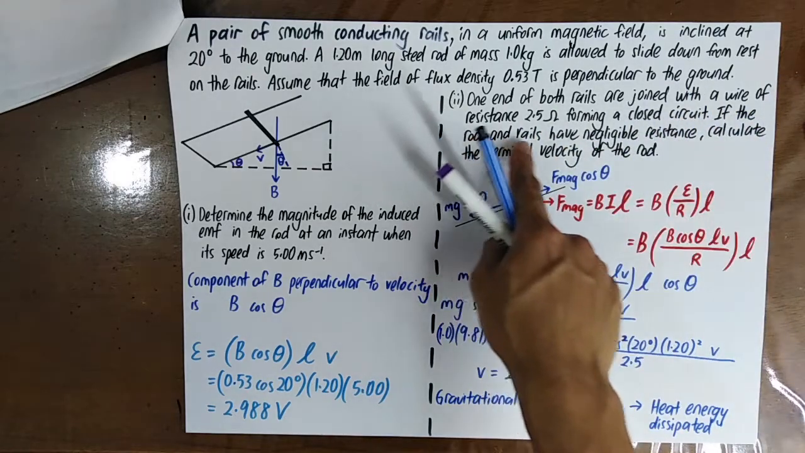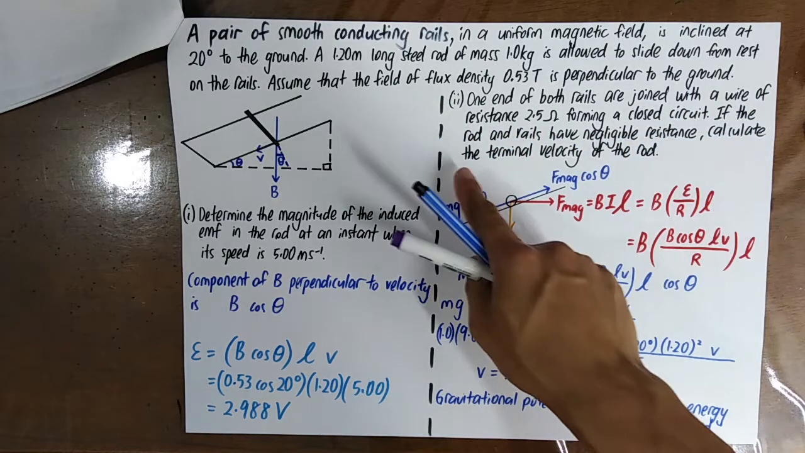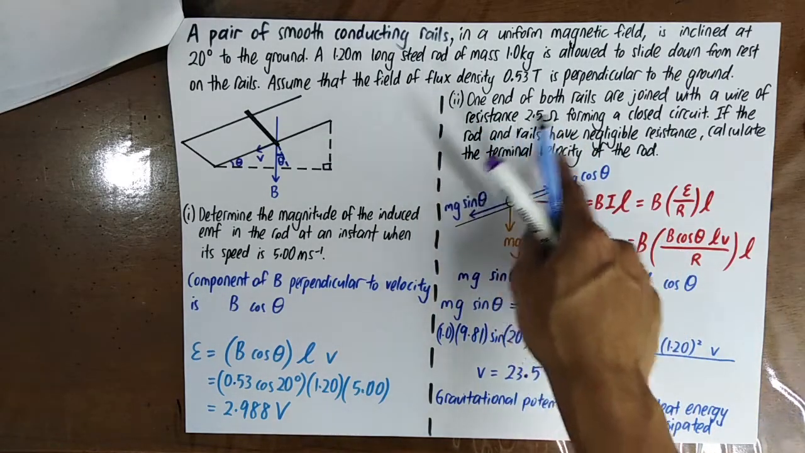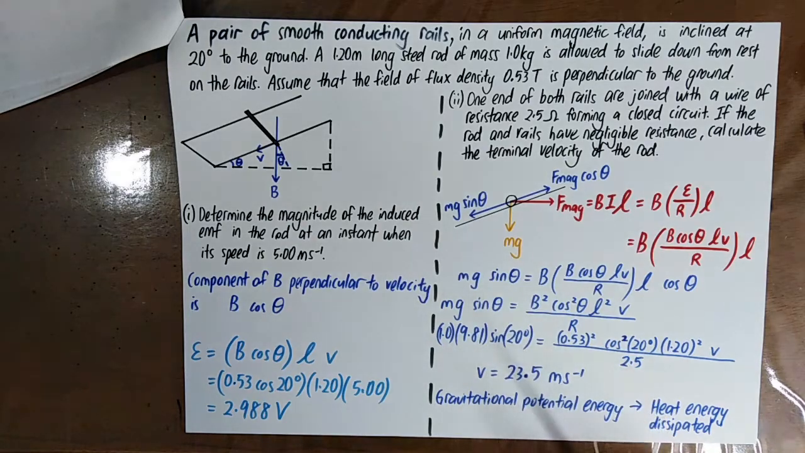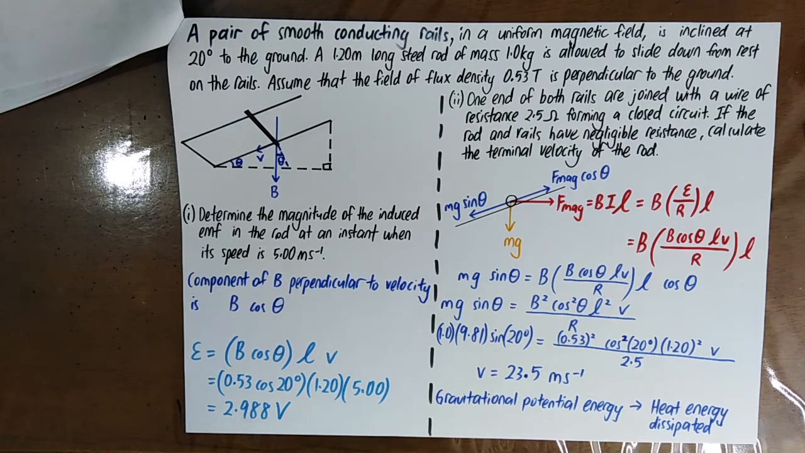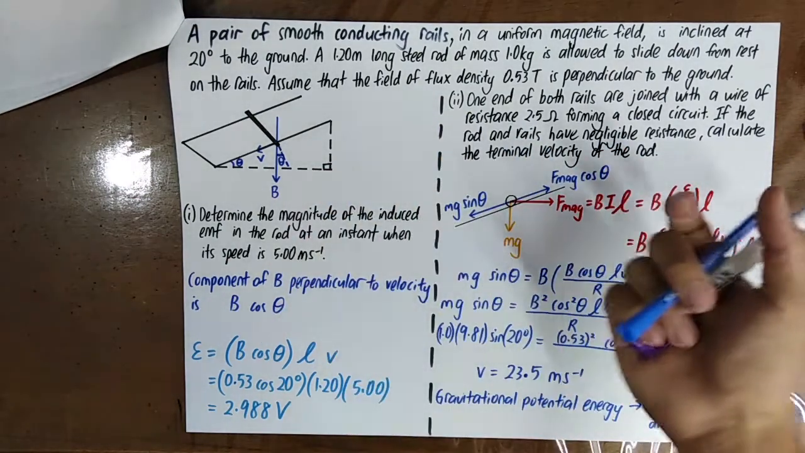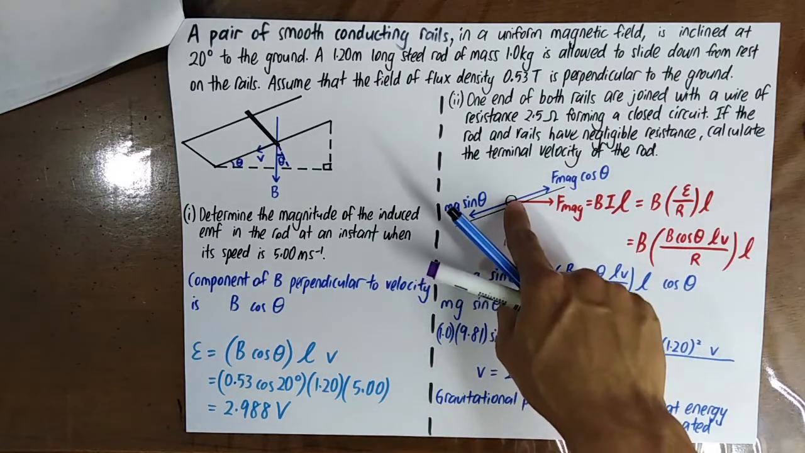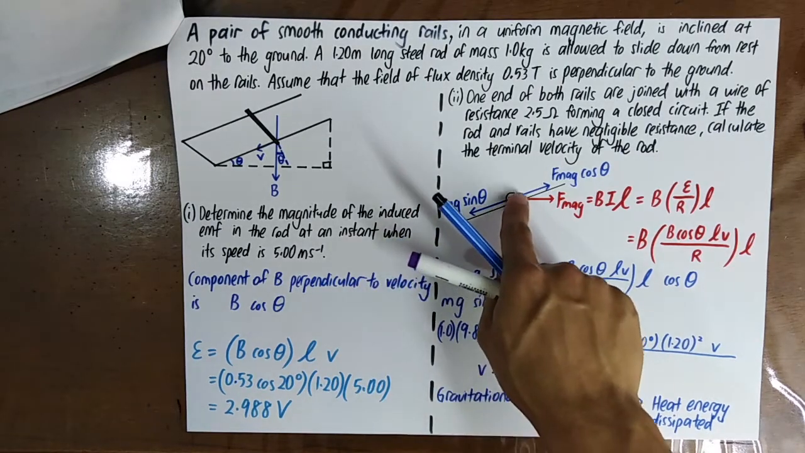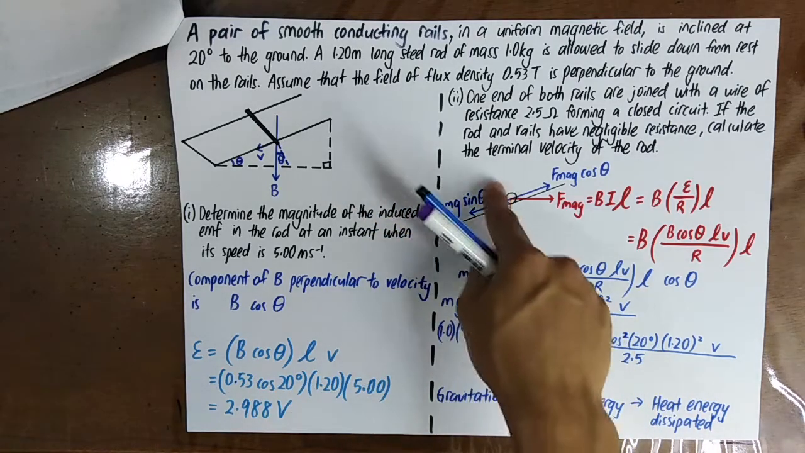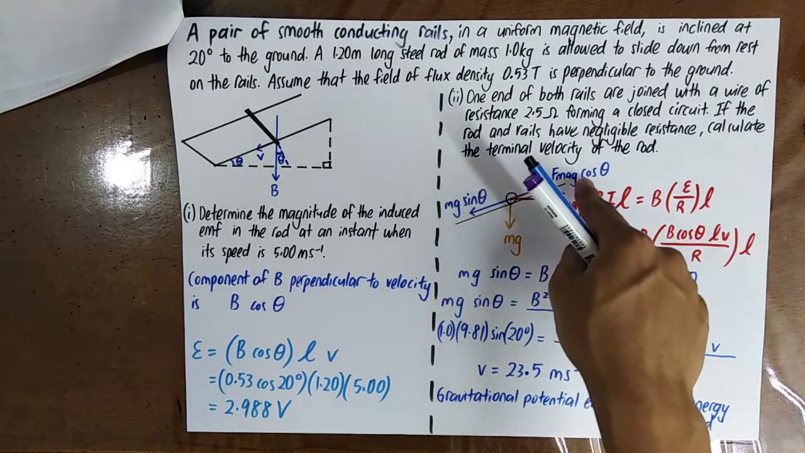One end of both rails are joined with a wire of resistance 2.5 ohm, forming a closed circuit. If the rods and rails have negligible resistance, calculate the terminal velocity of the rod. When you see the word terminal velocity, then you know that the rod is achieving the maximum velocity already. That means that the velocity is a constant. Therefore, the acceleration of the rod is 0. So the net force on the rod is 0. So you know that the component of gravity in this direction is equal to the magnetic force on the conducting rod in this direction. Okay, so mg sine theta must be equal to F cos theta.